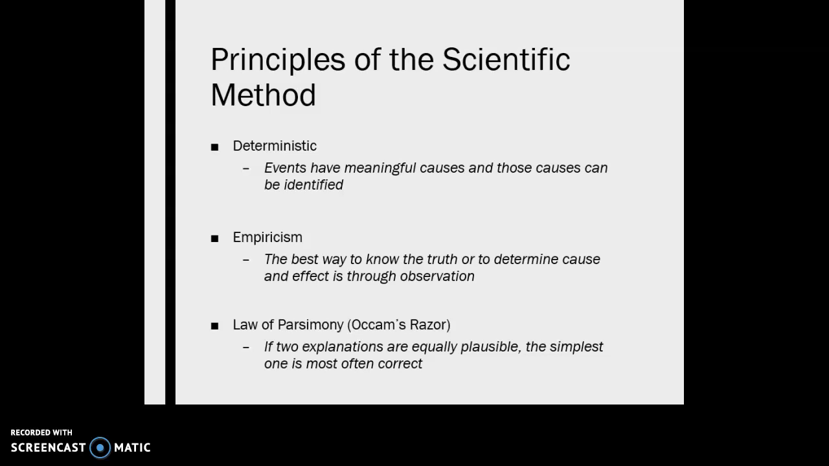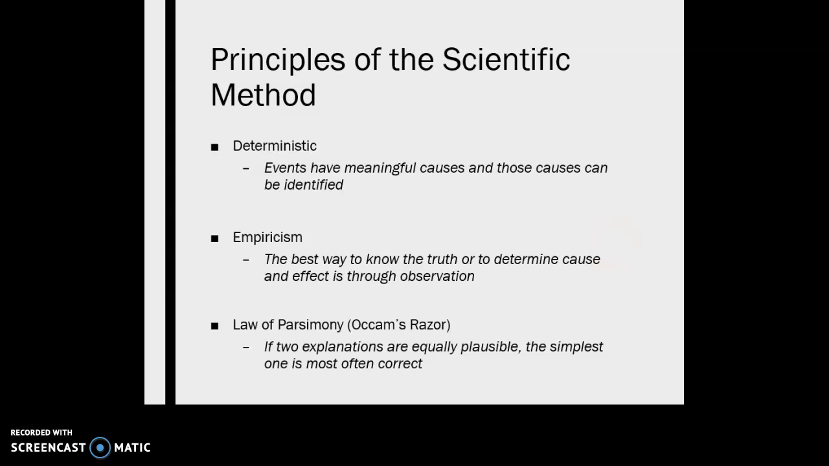The second is empiricism, and this is the idea that there's a bunch of different ways in which we can know the truth, but the best way to do so is through observation. And when I talk about observation, I'm not just talking about what we can see with our eyes, but I'm also talking about things that we can determine through questionnaires or by manipulating people's environments, right, and seeing how that impacts their behavior.